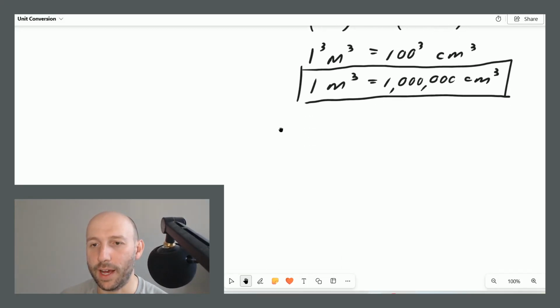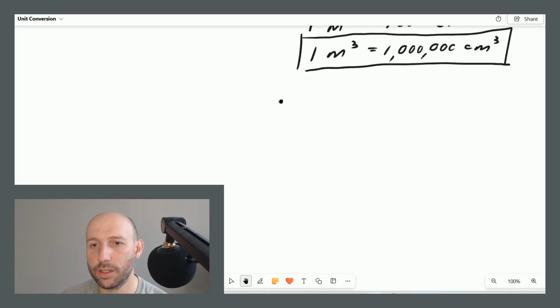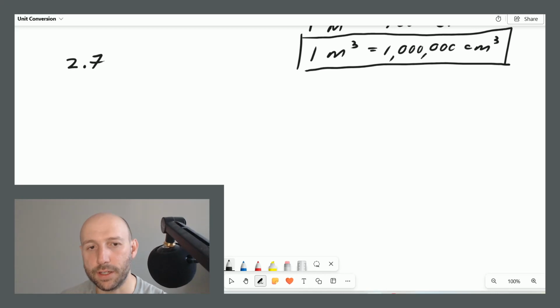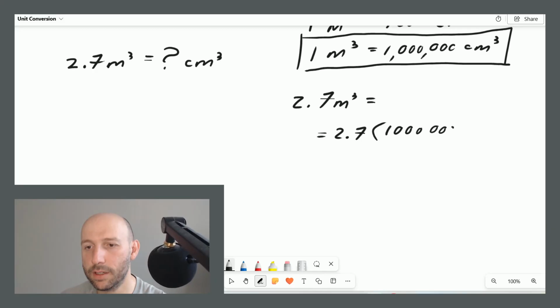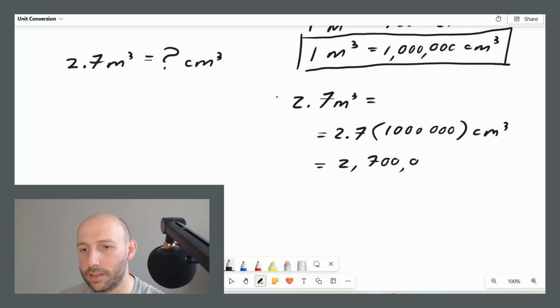So if we have a question such as 2.7 meters cubed equals how many centimeters cubed? Well, each meter cubed is a million centimeters cubed. So 2.7 meters cubed is going to equal 2.7 times 1 million centimeters cubed, or 2,700,000 centimeters cubed.